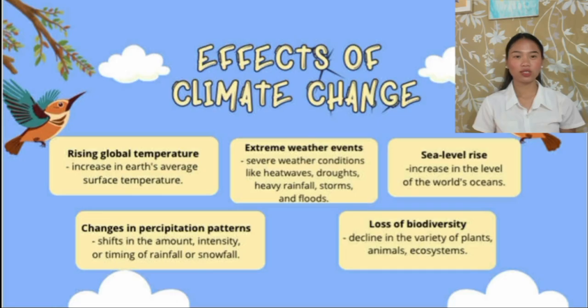The next one is changes in precipitation pattern. Shifts in the amount, intensity, or timing of rainfall or snowfall. So unsa may impact ani? Of course, droughts, floods, and changes in water availability. The last one is loss of biodiversity. Decline in the variety of plants, animals, and ecosystem. Ang cause ani is habitat destruction, pollution, and human activities. So unsa may impact? Disruption of ecosystem and impact on human well-being. So that's all the effects of climate change.